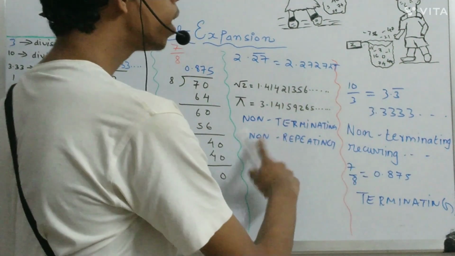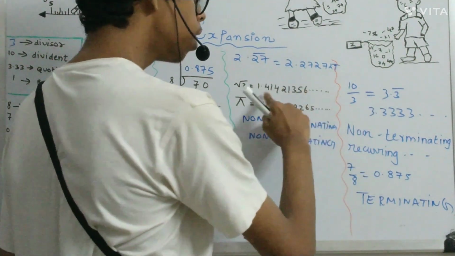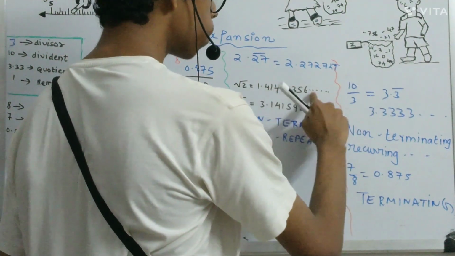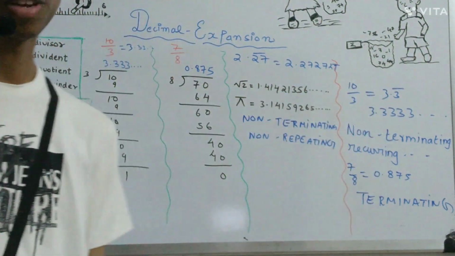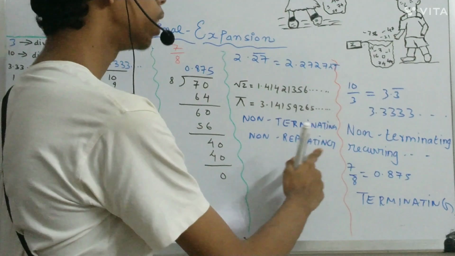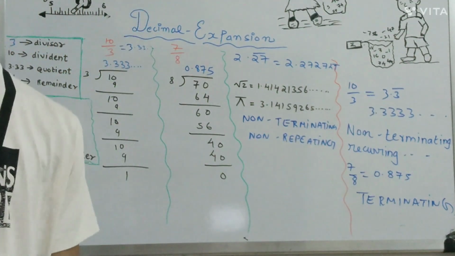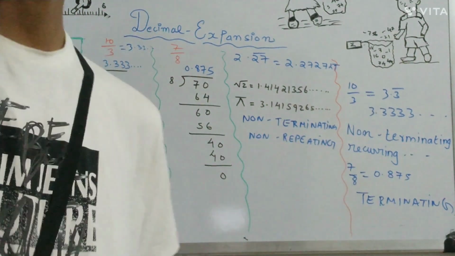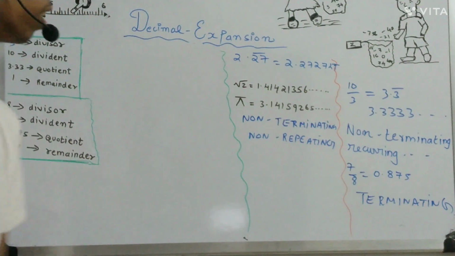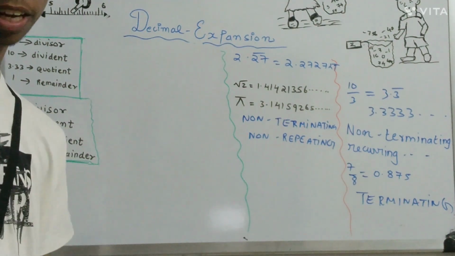And if it is non-terminating, non-repeating, they will simply write many numbers after the decimal point and put dot dot dot. Then it will be definitely non-terminating, non-repeating. I hope I am clear till here. I would like to discuss a very important topic right now.